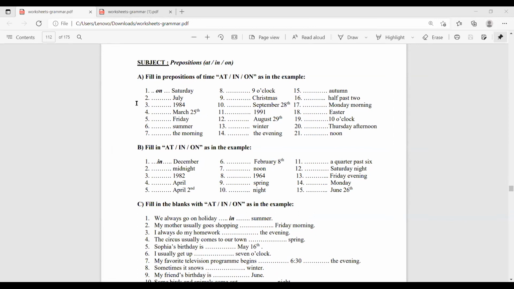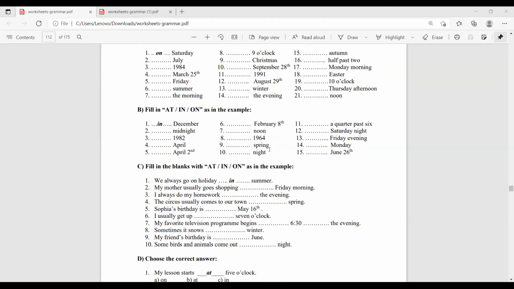Number two, I want you to take a picture of this, guys, and do it. We don't have time to complete it now. Just take a picture, take a screenshot. For A and B and C, take a screenshot. You have to use prepositions of place and time. This is for your practice. Take a screenshot and practice.